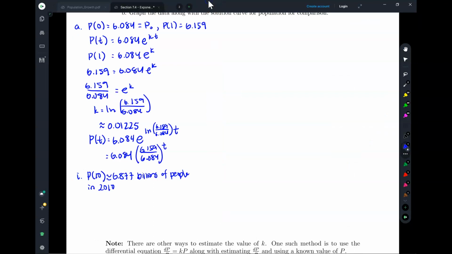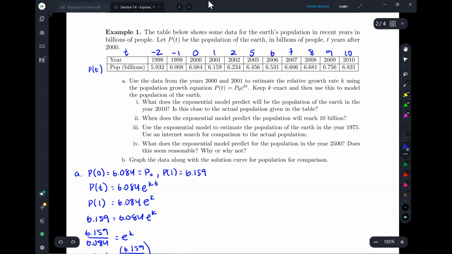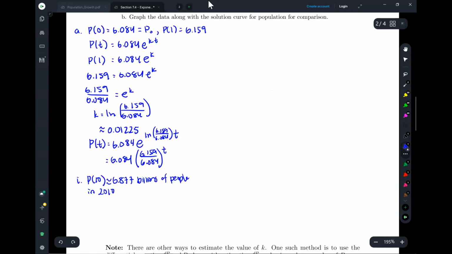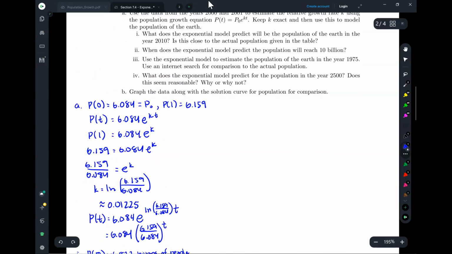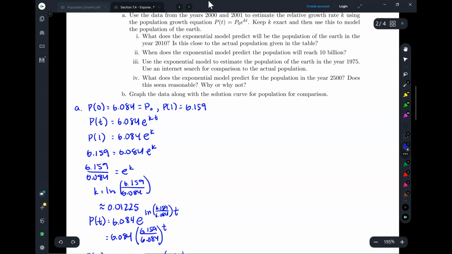Okay, so we're going to go back up. So keep that in mind, 6.877 billion and we had 6.831. I feel like that's pretty good. I'll just put that in parentheses, pretty good. We could calculate an error if we wanted to, but it's relatively close. I'm relatively happy with that. Okay, is this close to the actual population in the table? Yeah, pretty close.